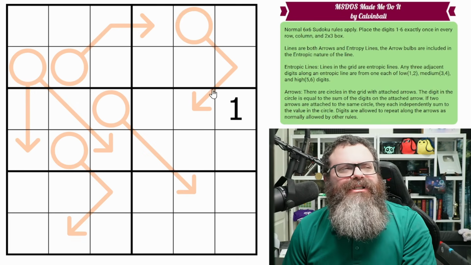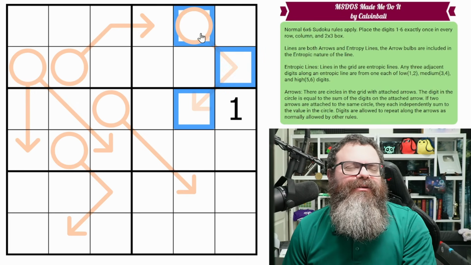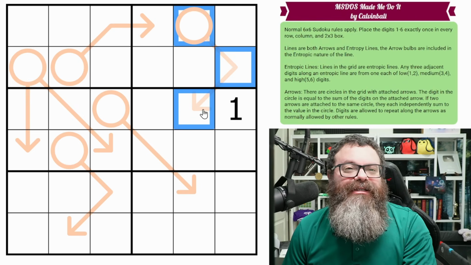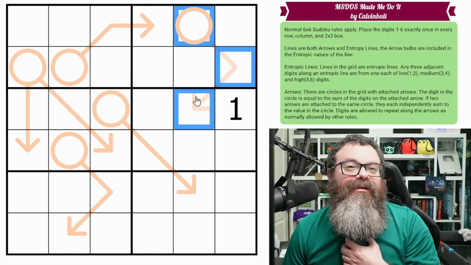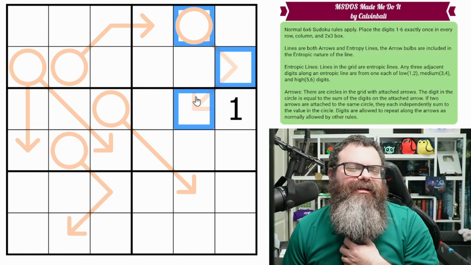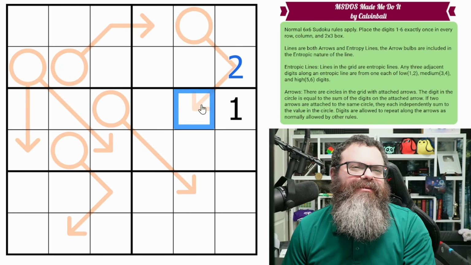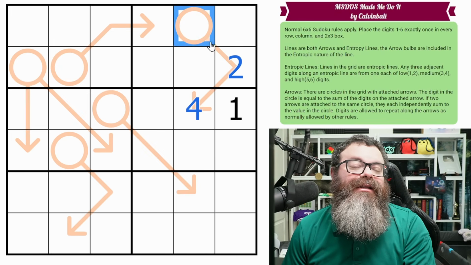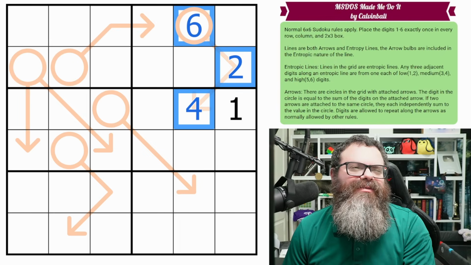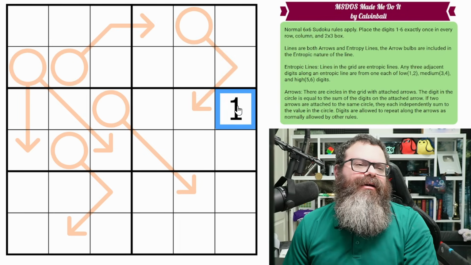So I'm just going to say that on an arrow, including the circle, we need 1 digit from 1, 2, 1 digit from 3, 4, and 1 digit from 5, 6. We call that the low, the medium, and the high digit. So if I have, say, a 2 here, I can't put a 1 or a 2 anywhere else on this arrow because of the entropic constraint. I need something from 3, 4, maybe a 4, and I need something from 5, 6, maybe a 6. So this would be a valid arrow. All right, and that's it.